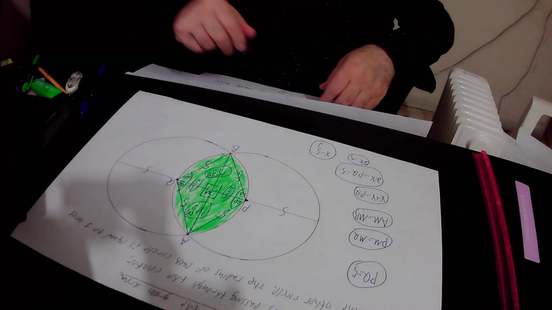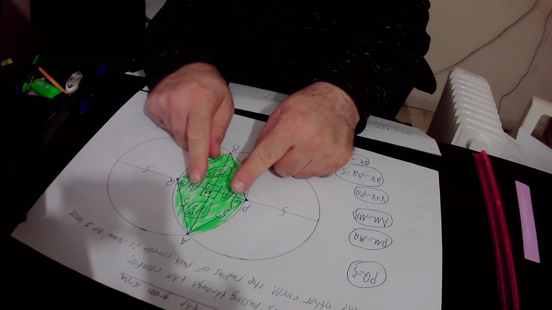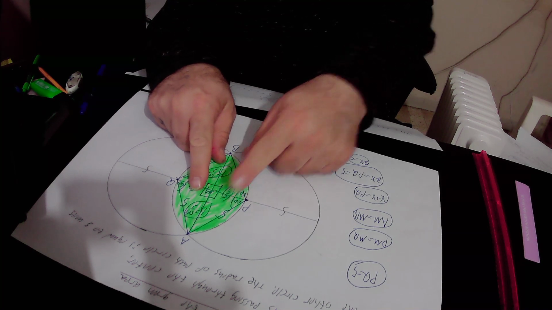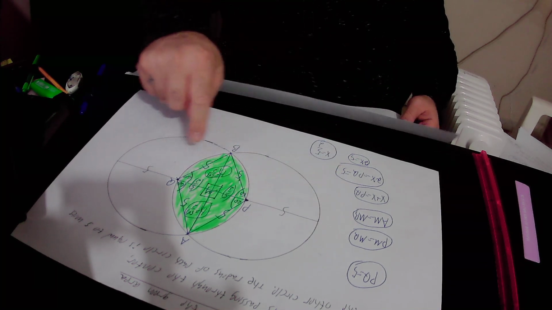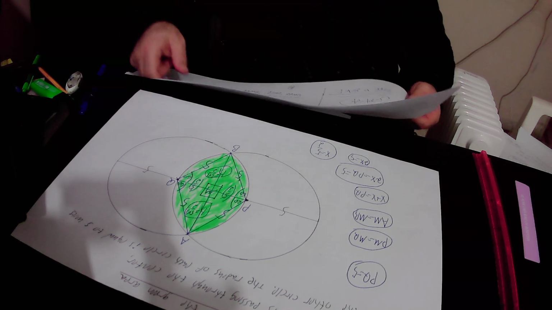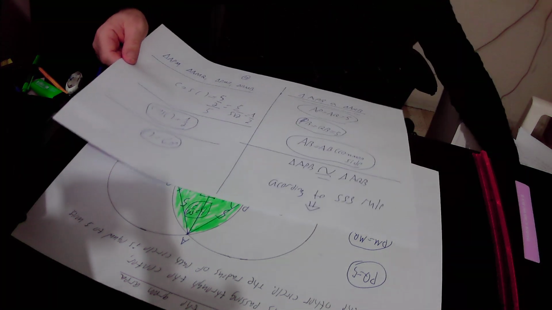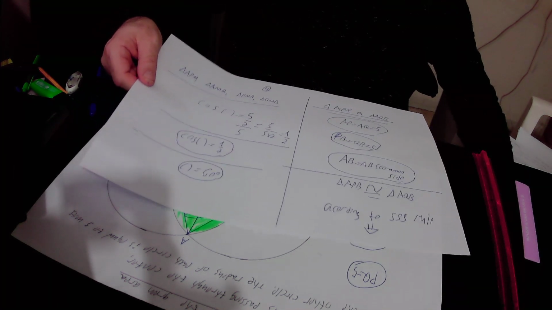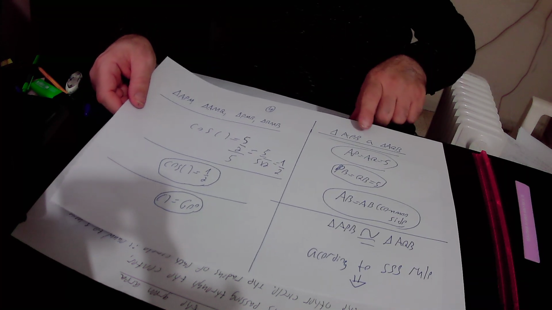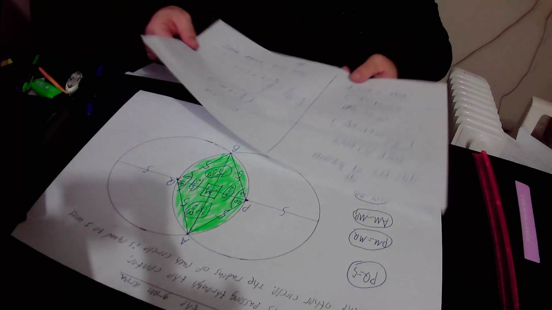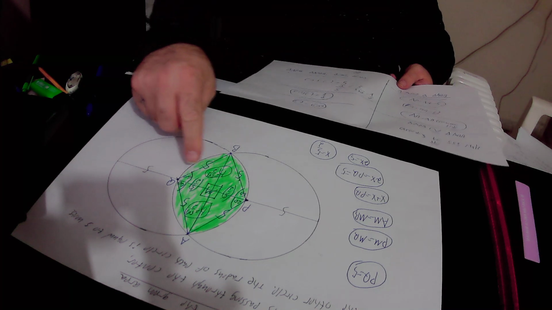Then we proved that those 2 triangles can go into each other. Triangle APB can go into triangle AQB. Why can those 2 triangles go into each other? Because first of all, we know that AP equals AQ equals 5 units.